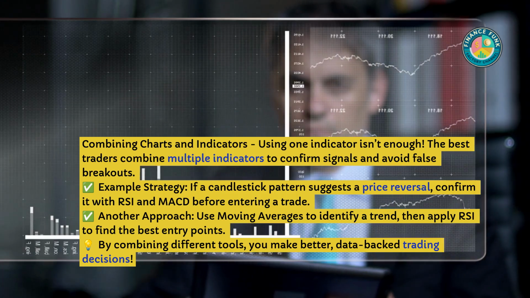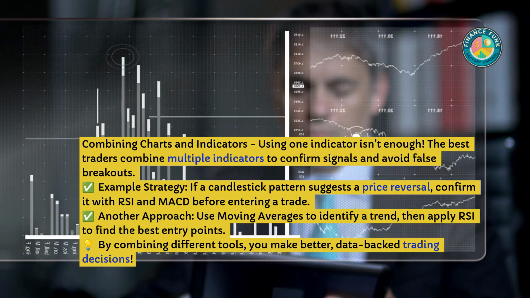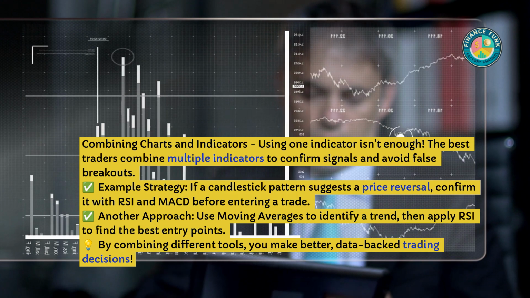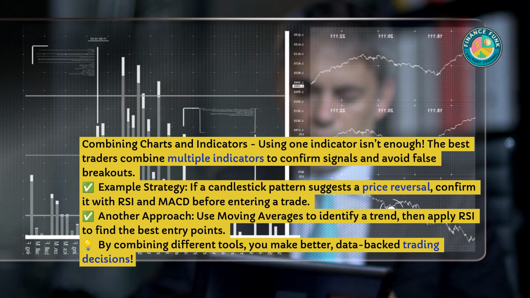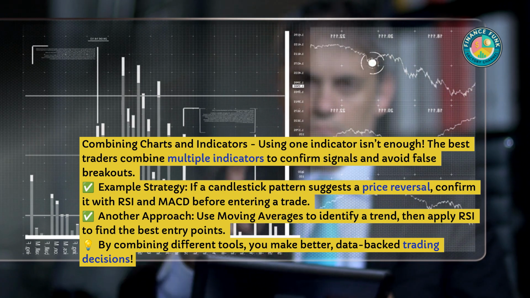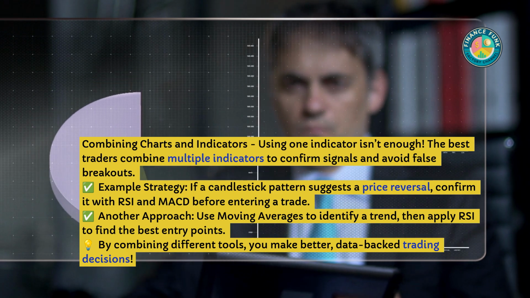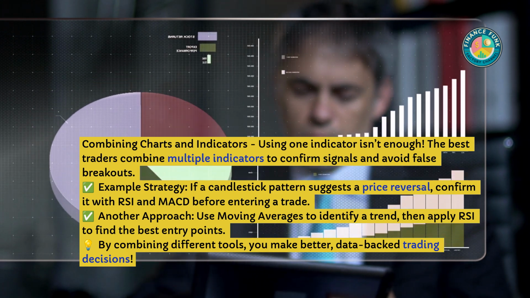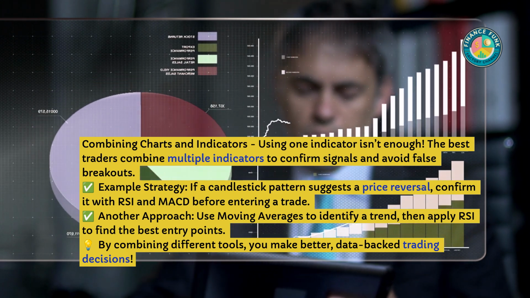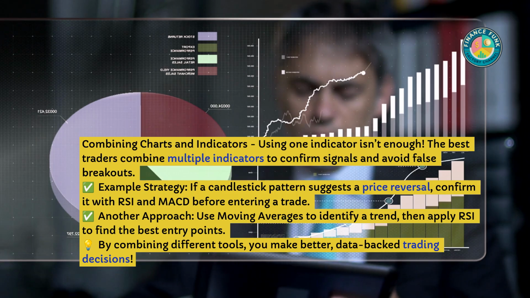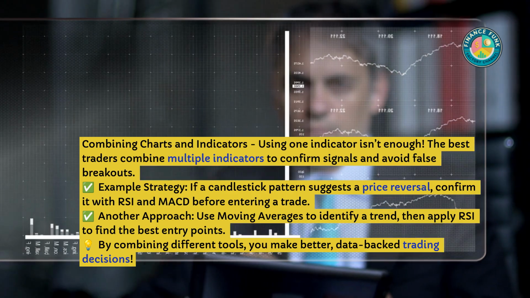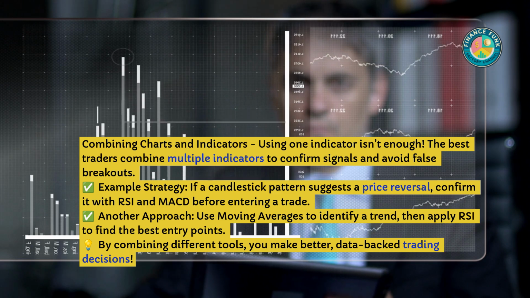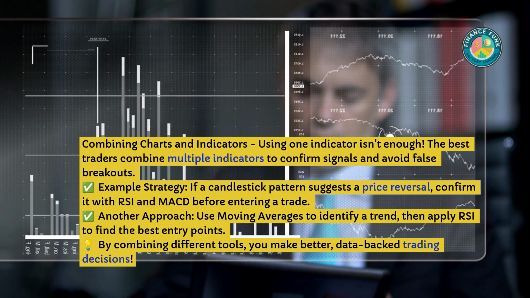Combining charts and indicators. Using one indicator isn't enough. The best traders combine multiple indicators to confirm signals and avoid false breakouts. Example strategy: if a candlestick pattern suggests a price reversal, confirm it with RSI and MACD before entering a trade. Another approach: use moving averages to identify a trend, then apply RSI to find the best entry points. By combining different tools, you make better data-backed trading decisions.